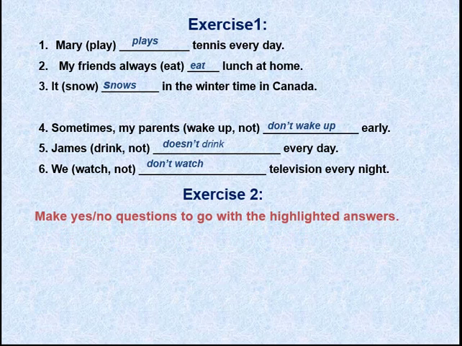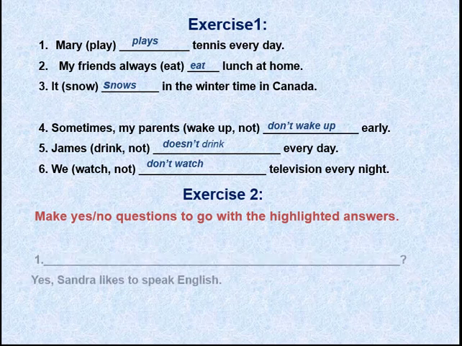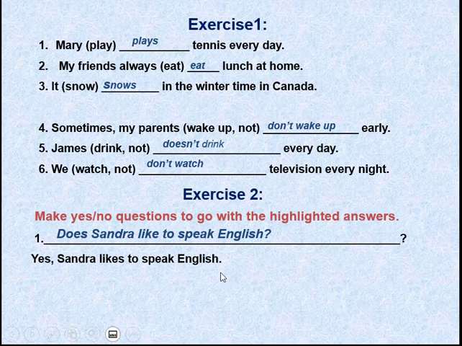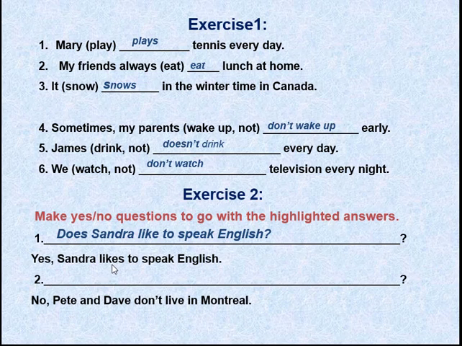Exercise 2. Make yes or no questions to go with the highlighted answer. Yes, Sandra likes to speak English. Does Sandra like to speak English? Well, now we use does if the verb ends with s. No, Pete and Dave don't live in Montreal. Do Pete and Dave live in Montreal?